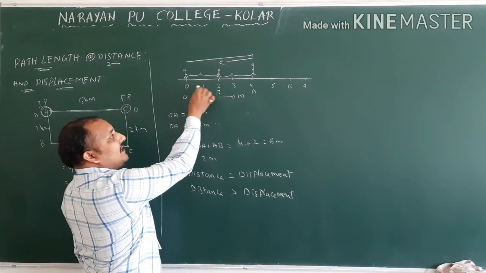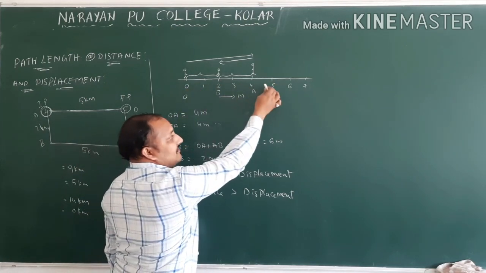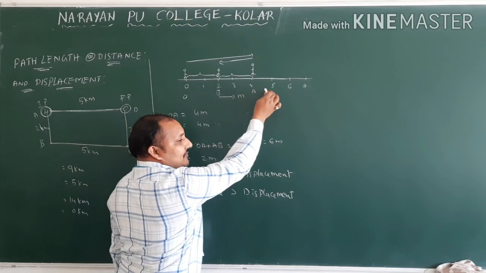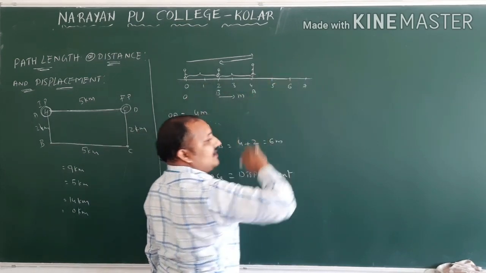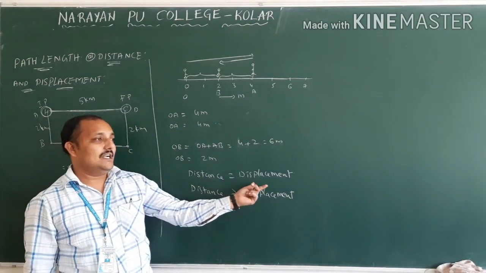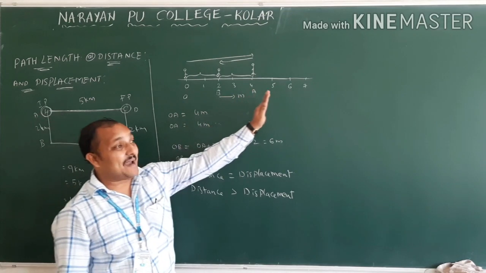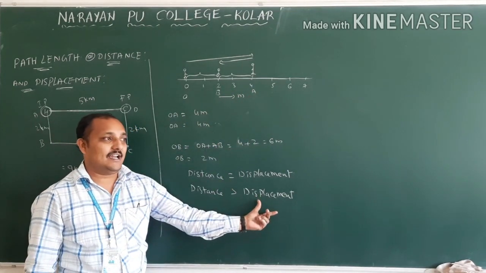1 kilometer or 1 meter. Displacement also 1 meter. 0 to 5, distance 5 meters, displacement 5 meters. Later he is moving 5 to 6, 6 to 7, like that he is moving continuously in forward direction. Then distance is equal to displacement. So if he is moving backwards, then we have to understand distance is always greater than displacement.